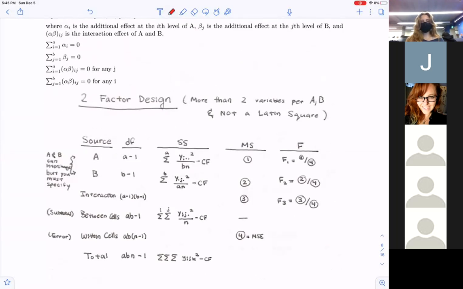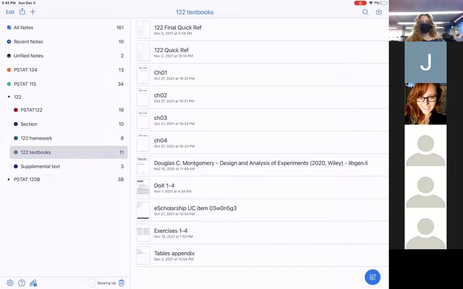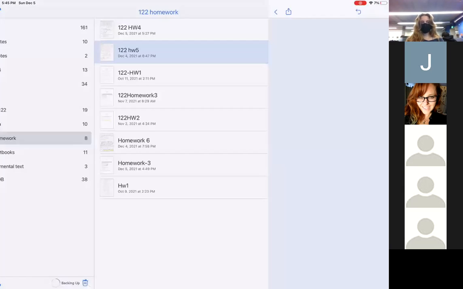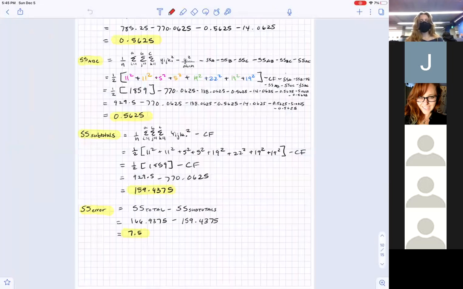And one of the things that Erica hinted at was that we may be given a problem and then have to identify what type of design that is. And going back to the homework, I don't think I have a copy of it, but if you're given a word problem, right?